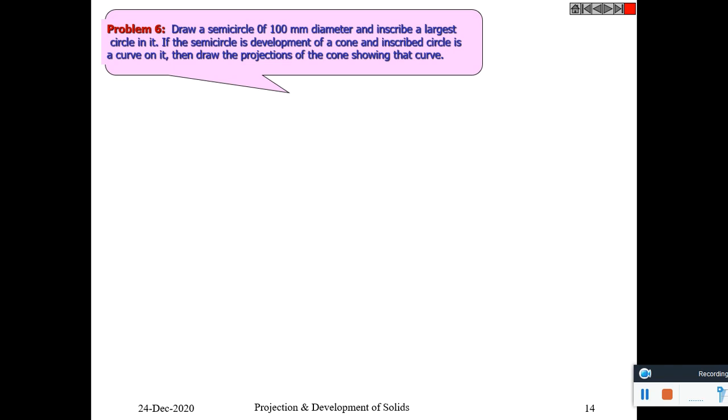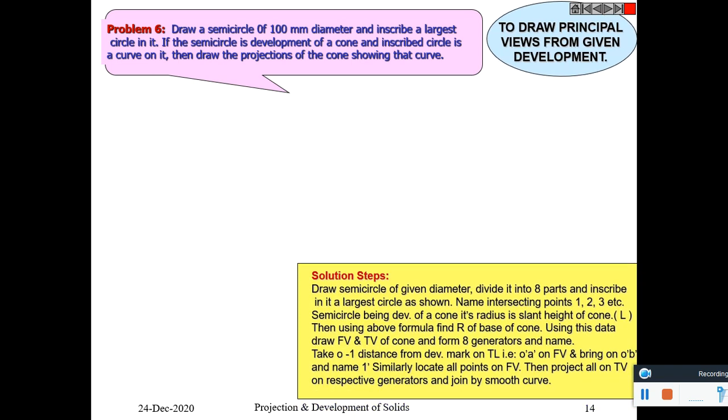Another problem: draw a semicircle of 100 millimeter diameter and inscribe the largest circle in it. If the semicircle is the development of a cone and the inscribed circle is a curve on it, then draw the projections of the cone showing that curve. This is a reverse method, so first of all, we are drawing the development.